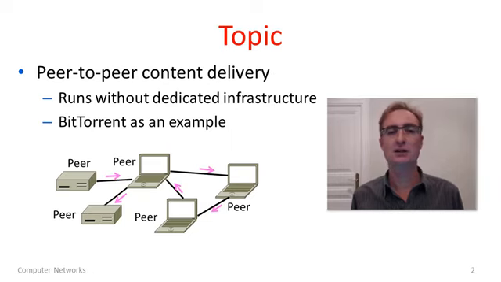So peer-to-peer content delivery is interesting to us because it provides an alternative to client-server content delivery using CDNs. And it's an alternative that runs without dedicated infrastructure. That's what makes it interesting. We're going to look at these systems just to understand a little bit about how they work using BitTorrent as an example. And I'm really just going to give you a quick overview of these systems so that you've seen what they look like.